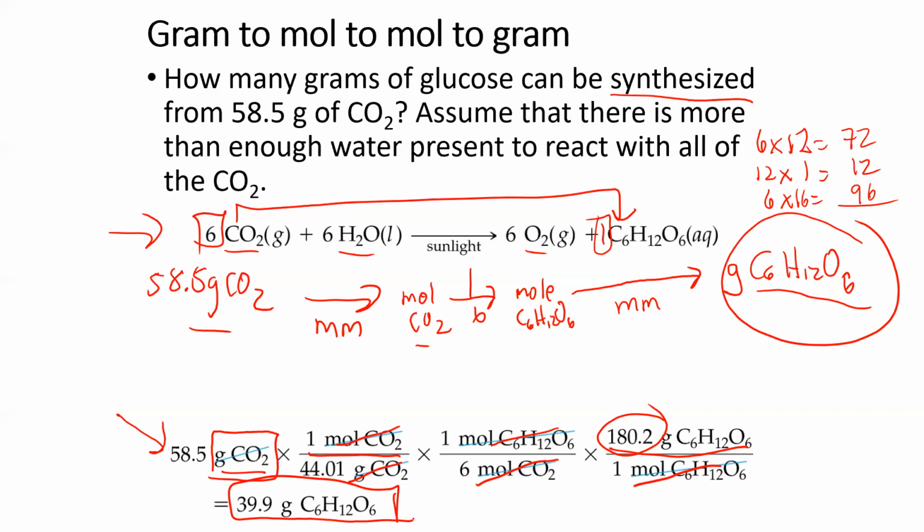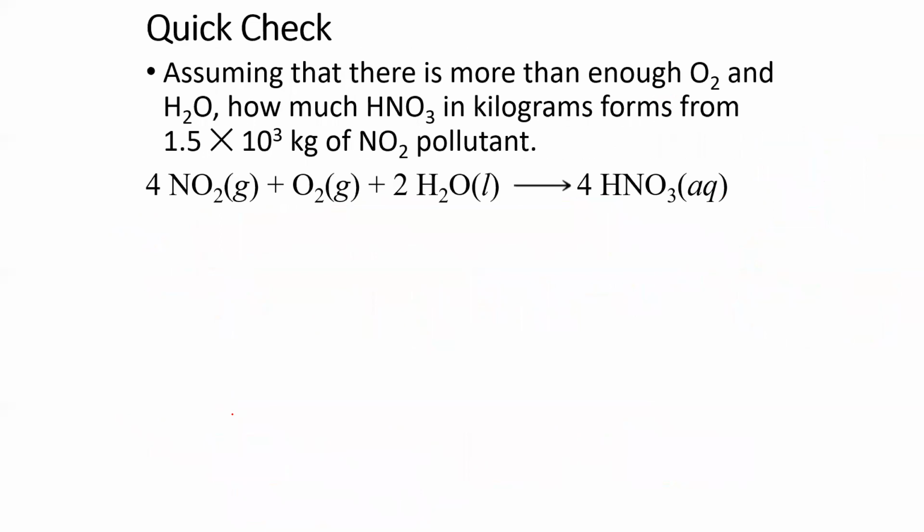Now you can run this backwards, right? You could practice this, you could pause this tape and go from 39.9 grams of glucose back to grams of CO2. You would just have to flip all the conversion factors. But instead of doing that, let's do one more practice, right? Could we start with kilograms instead of grams? Sure. We could start with kilograms because I can convert kilograms to grams using the metric system.